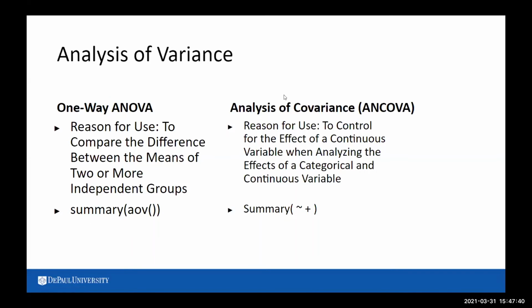So the difference between ANOVA and ANCOVA is, with ANOVA, you use it to compare the difference between the means of two or more independent groups, so categorical variables. You would use an ANCOVA if you're trying to control for the effect of a continuous variable. So I think ANCOVA, with the C for continuous. The function is aov.